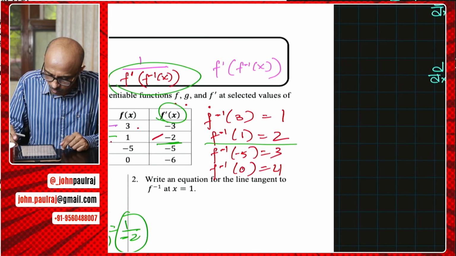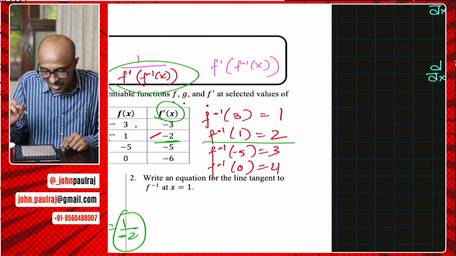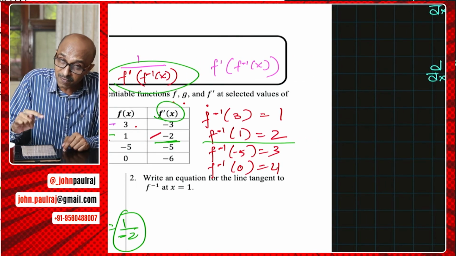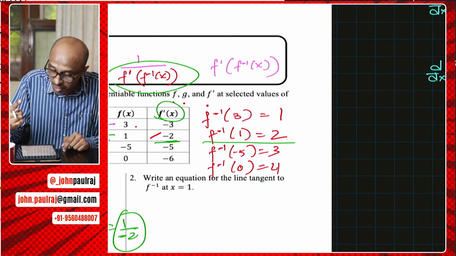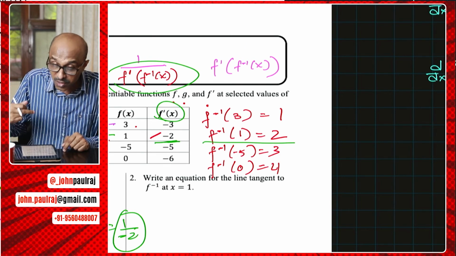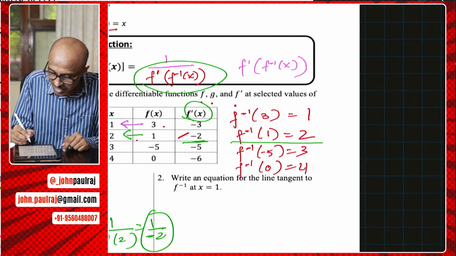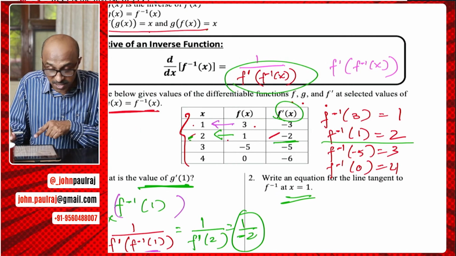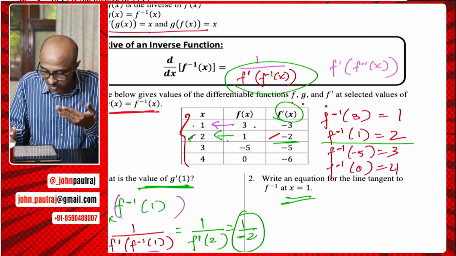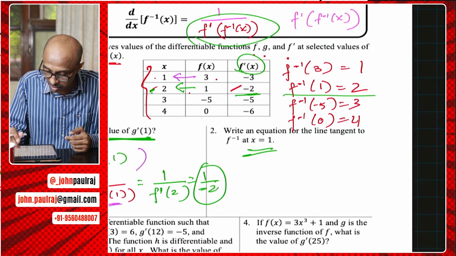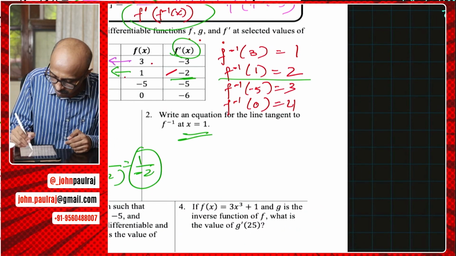The second part of this question was to write the equation for the tangent line to f inverse. Remember, f inverse is a new function. So you're finding the equation of the tangent line to this new function at x is equal to 1. The slope of the tangent line we've already found. The slope of the tangent is basically the derivative at that particular point. So I'm just going to write that down. m we've already found as -1 over 2.